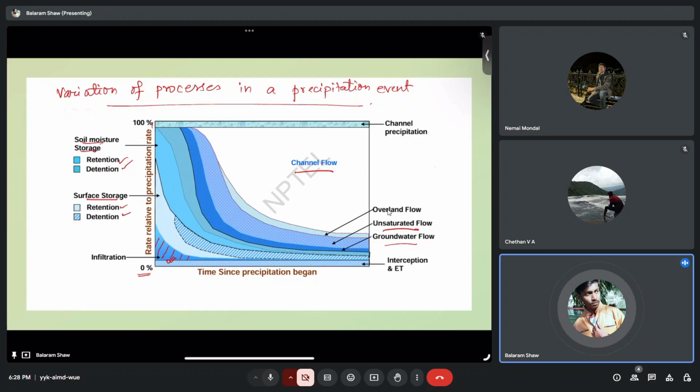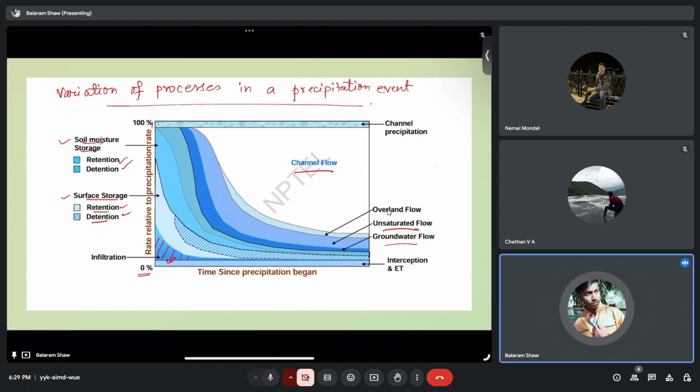Next we have retention and detention. This comes under storage. It can be in soil moisture storage or in surface storage. Surface storage is when storage happens only at the surface, not below it. As water infiltrates into the soil, the storage that happens in that layer we call soil moisture storage. So the two types of storage that we have studied are retention and detention.